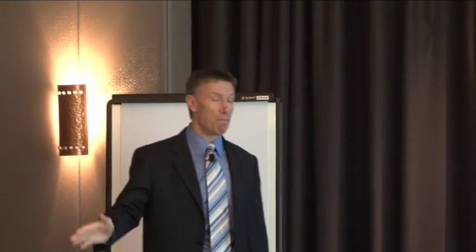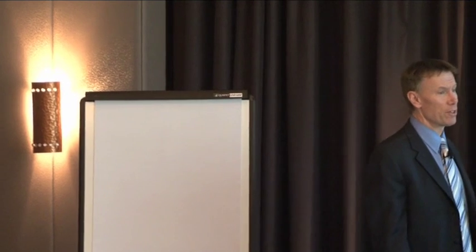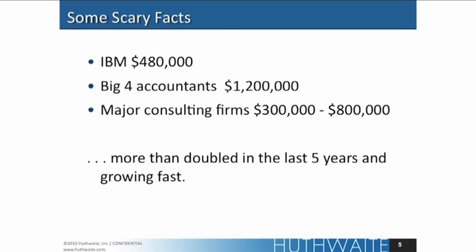Where's that trend going? Here are some scary facts that we've done some tracking on. There are some organisations who are better, not necessarily good, but better at this than other organisations and other industries. IBM in their Global Services division at the moment spends just below $500,000 to win a key piece of business. The Big Four accounting firms, if you're going after a large institutional or a government audit, in excess of $1 million.